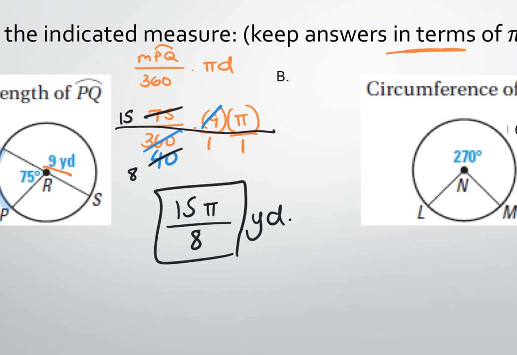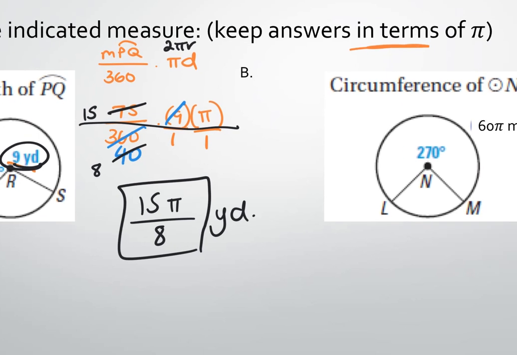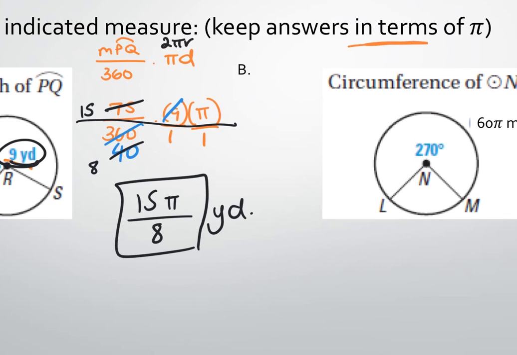Or pi d. Those are interchangeable. So this could be either one. If it gave me the radius, I would use 2 pi r. If it gives you the diameter, you can just do pi d. All right, B says to find the circumference of the circle.